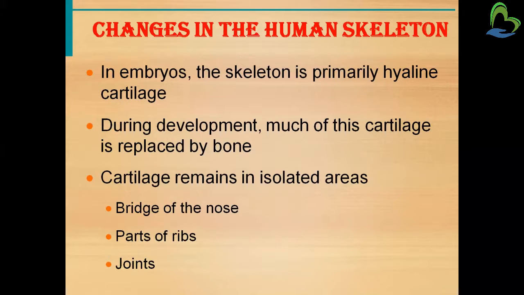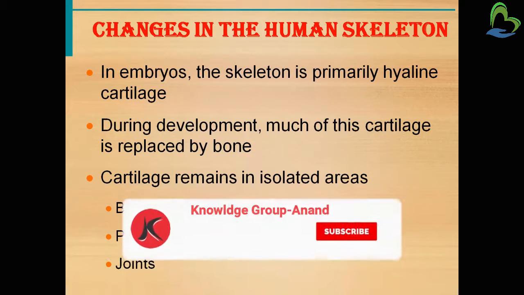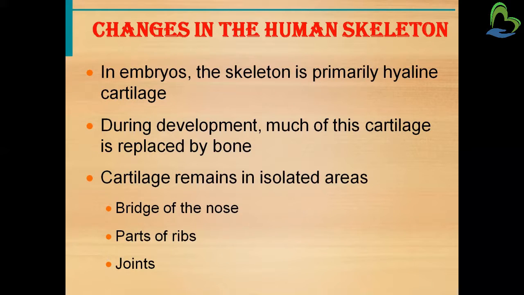Now the changes in the human skeleton. In the embryo, the skeleton is primarily hyaline cartilage. During development, much of the cartilage is replaced by bone. As I said earlier, cartilage is replaced by bone through the process of ossification, and in some areas, cartilage remains.